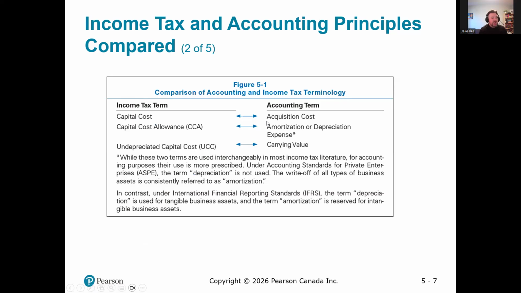So we have these comparable terms. In the income tax, we consider capital cost. This is the same as the acquisition cost from the perspective of accounting. The capital cost allowance is the amortization or depreciation expense. How much are we allowed to deduct is our amortization. The undepreciated capital cost, the amount of our cost still yet to be depreciated or still yet to have CCA on it, is the equivalent of the carrying value or the book value for accounting.